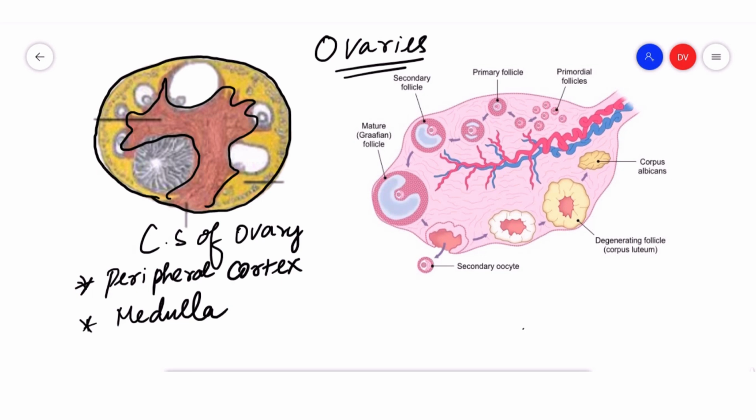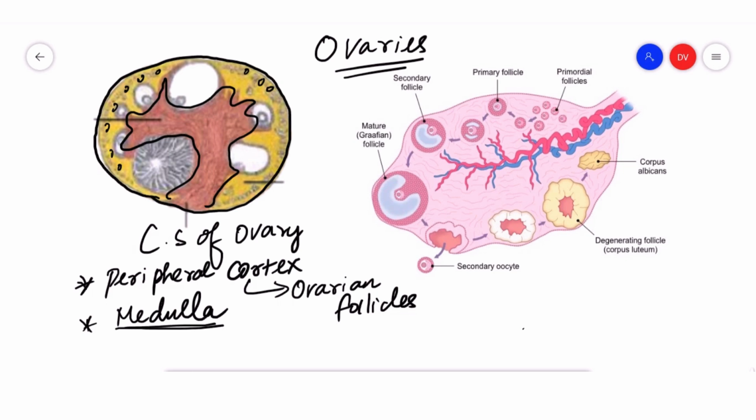Now, what is this cortex actually having? If you look at the yellow portion, you can see tiny spherical structures there. So, the cortex consists of the ovarian follicles. What are these follicles now? These follicles are the ones which have the eggs inside. The egg cells are inside the follicles. Alright, guys. And look at the medulla.